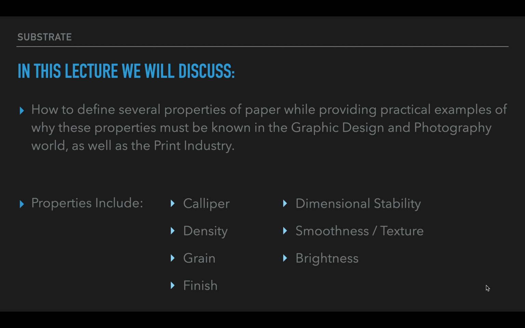In this lecture, we will discuss how to define several properties of paper while providing practical examples of why these properties must be known in the graphic design and photography world, as well as the print industry. These properties include caliper, density, grain, finish, dimensional stability, smoothness or texture, and brightness.